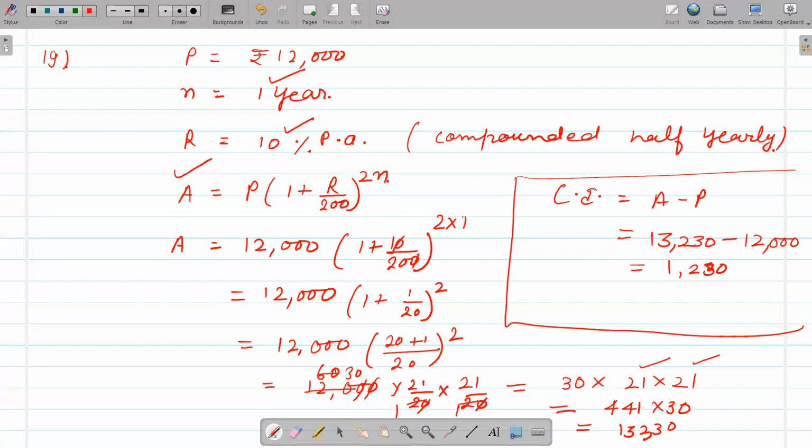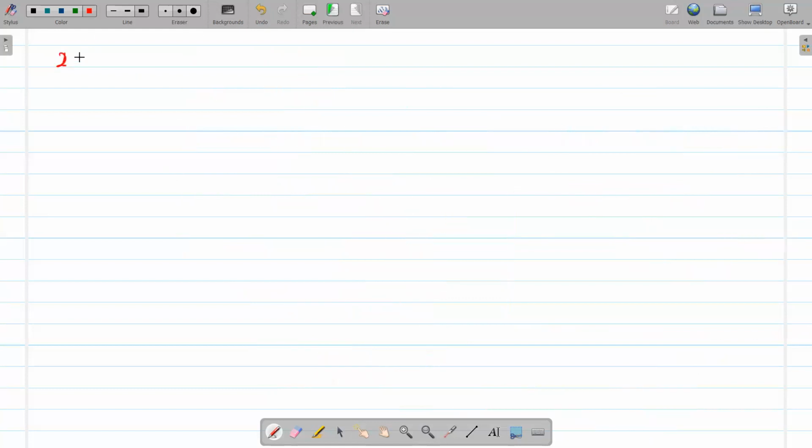So this was your question number 19, where the principal, time and rate were given, and you have to find out the amount as well as the compound interest. The special condition is that the interest was compounded half yearly. Whenever this condition is there, you have to use this formula. Now question number 20.